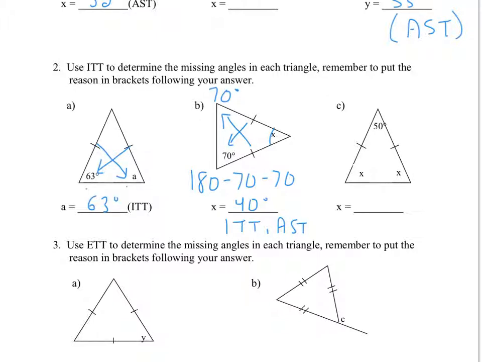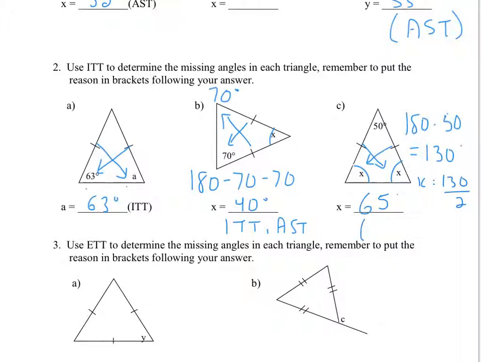In C, I'm told that this angle at the top is 50 degrees. I know it's an isosceles. These two angles at the bottom, which are across from my equal sides, are equal to each other. So I'm going to take away 50 from 180 to get 130 degrees. That means these two angles at the bottom both add up to 130 degrees. So to get x, I'm going to take 130 and I'm going to divide it by 2, which is 65 degrees.